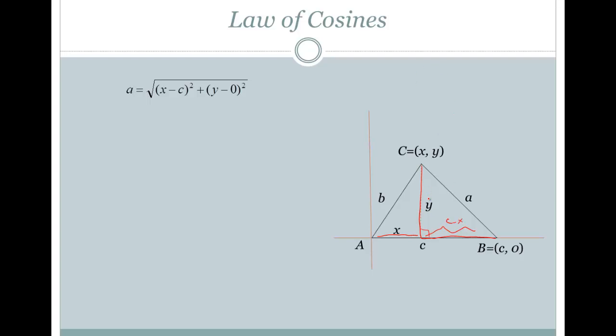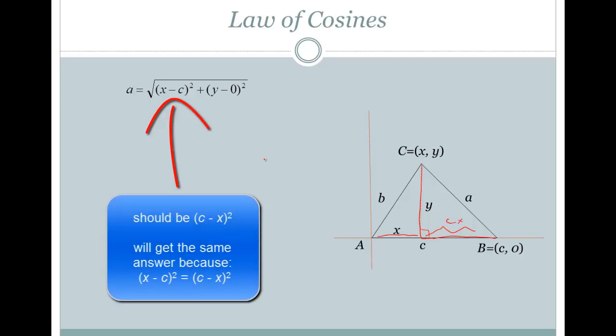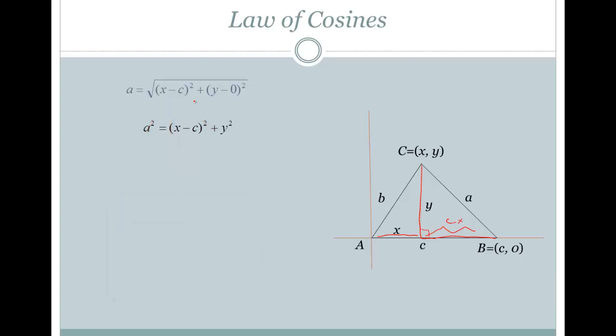So this is my height Y, and so it's Y minus 0 squared. This is the horizontal side of that right triangle, and it's going to be C minus X or X minus C. It doesn't matter because they're both squared. Okay. If I continue on there, I can square both sides. I get A squared equals X minus C squared plus Y squared, like that. And I can expand it out.